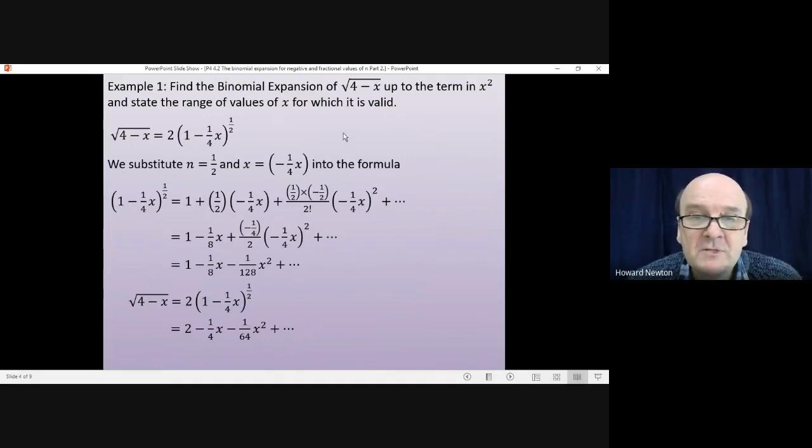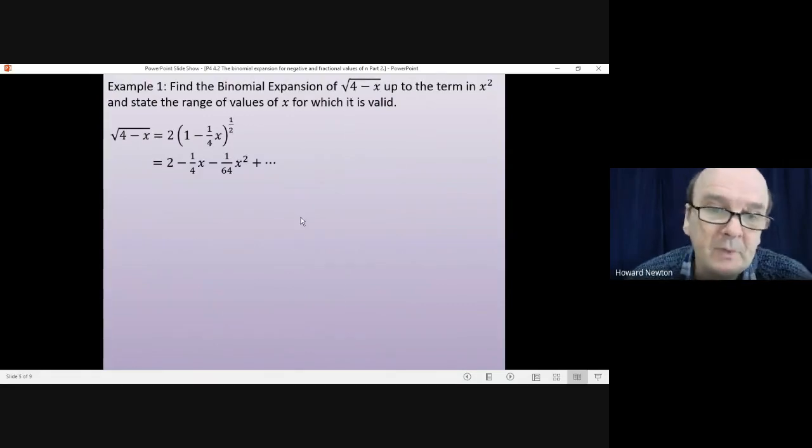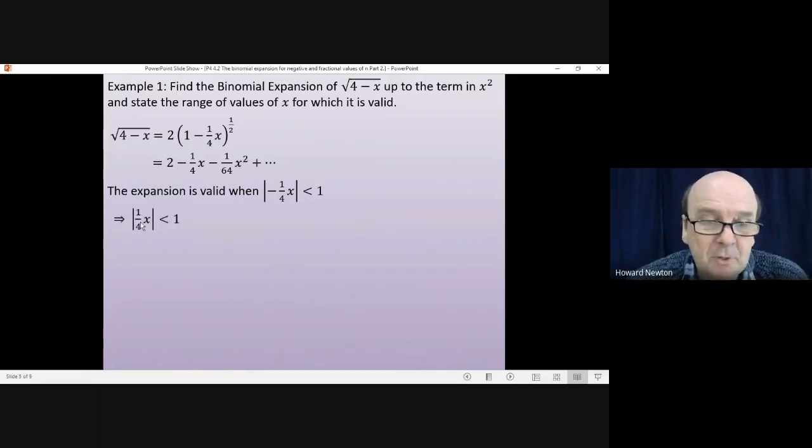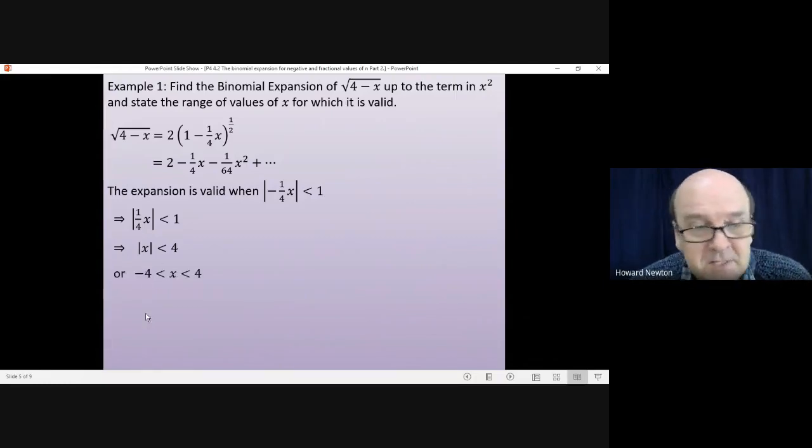We're then asked for which values of x the expansion is valid. So that's the expansion. Now what we're looking at is this term here, the minus a quarter x. It's the modulus of the minus a quarter x which has to be less than 1. Modulus changes the thing to positive anyway, so we can immediately just say the modulus of a quarter x has to be less than 1. Timesing both sides by 4 gives us the modulus of x has to be less than 4, or if you prefer, you can write it as minus 4 is less than x, which is less than plus 4.